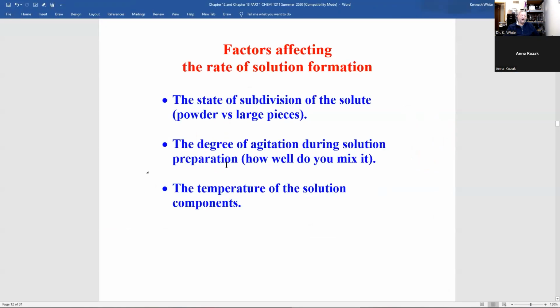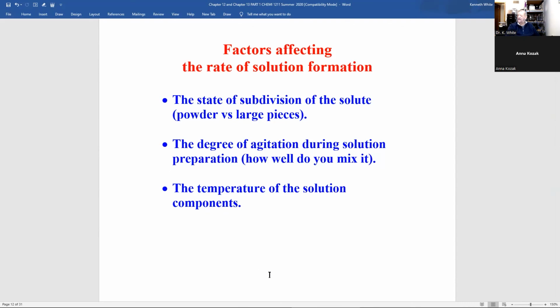All right, now another thing that will affect how fast you can form a solution is the agitation. And notice when I said put some in here, shake it up, that's agitating it, or mix it. The quicker and harder you mix it, the faster the rate of solution formation. And finally, temperature of the solution components.